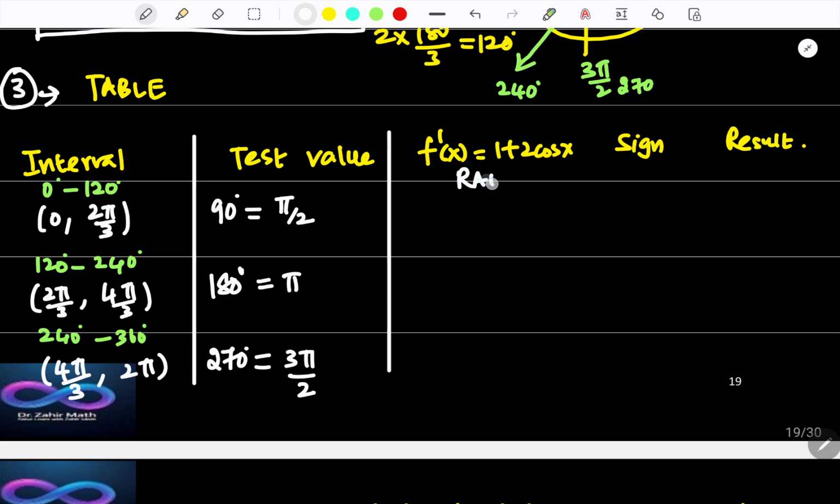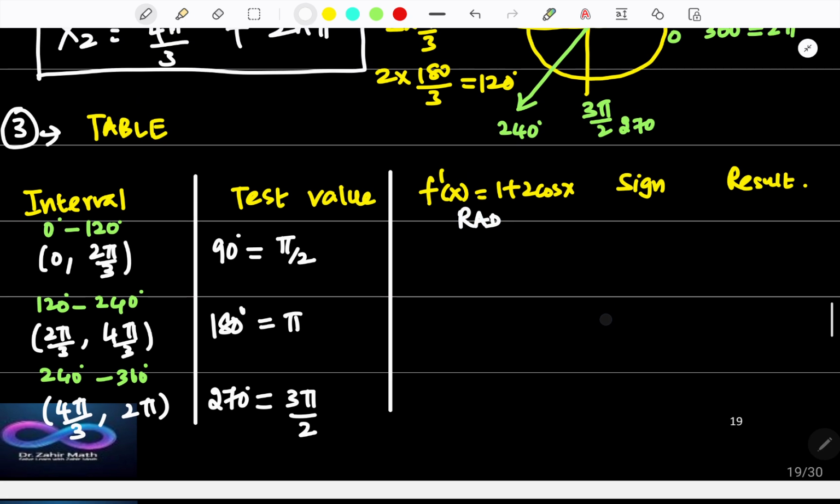Take your calculator. It should be in radian mode, keep that in your mind. Type 1 plus 2 cosine x. Press calc. If you press calc, the calculator will ask you x question mark. Give x equal to pi divided by 2. So the answer is going to become 1. Again press calc and then press shift pi. You will get -1. Again press calc, press shift, type 3 pi divided by 2.